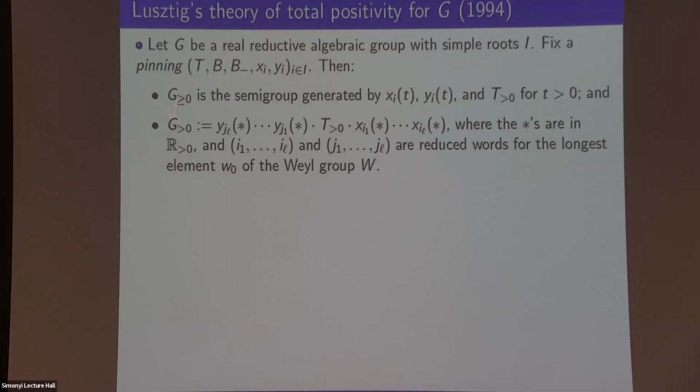Then Lusztig defines the totally non-negative part of G to be the semigroup. So this is like a group, but not with inverses necessarily. And it's generated by the x_i's and y_i's with positive parameters and the positive part of the torus. Is it clear from the definition that G non-negative is closed?